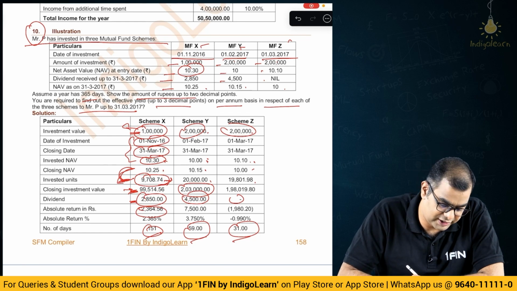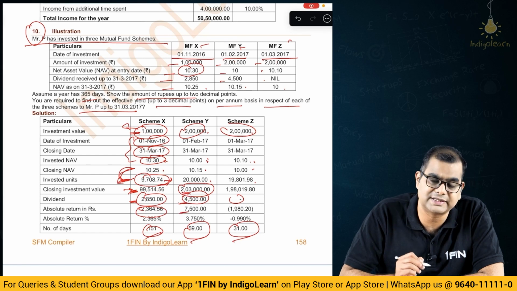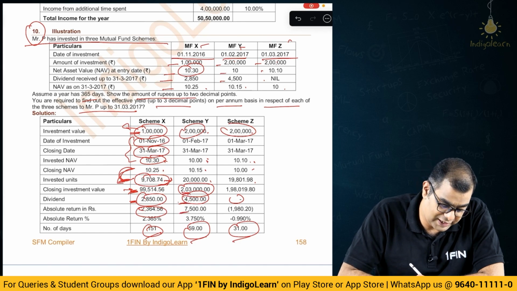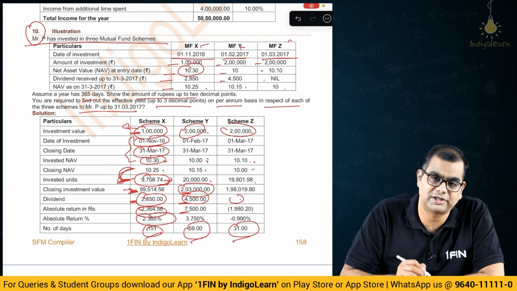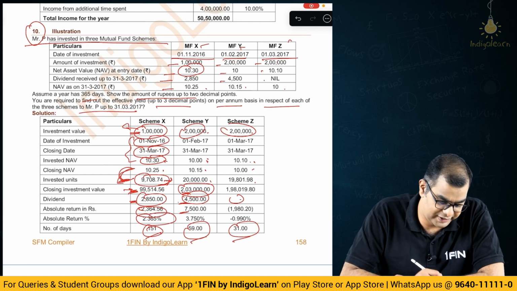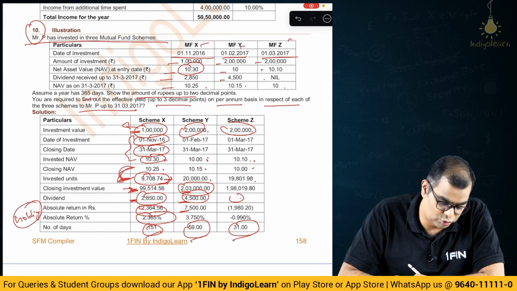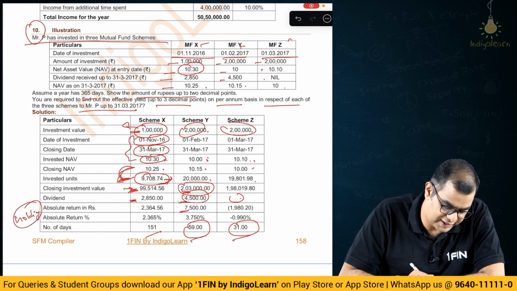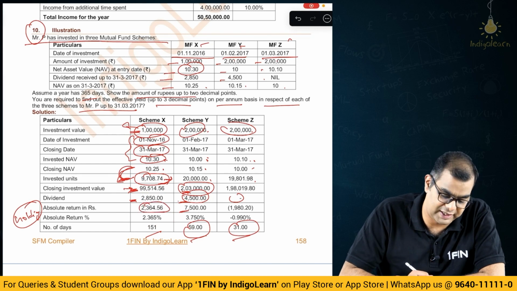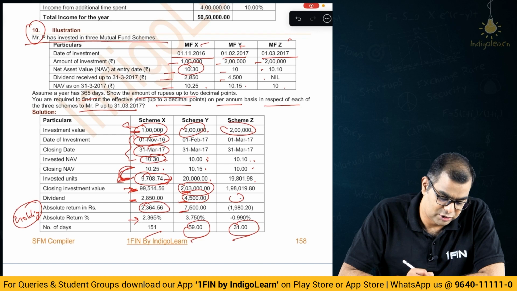Same way, you compute the return for the other one also. Increase in NAV is 3,000, dividend is 4,500, total increase is 7,500. And you compute the absolute return. What is absolute return? Absolute return is the total return or the holding period return. What is the holding period return? 2,364.56 divided by 1 lakh, which is 2.365.